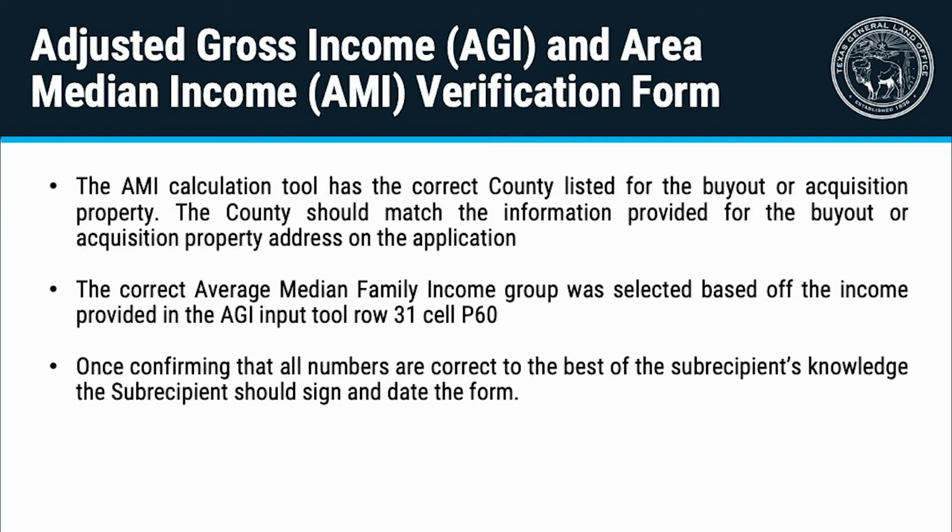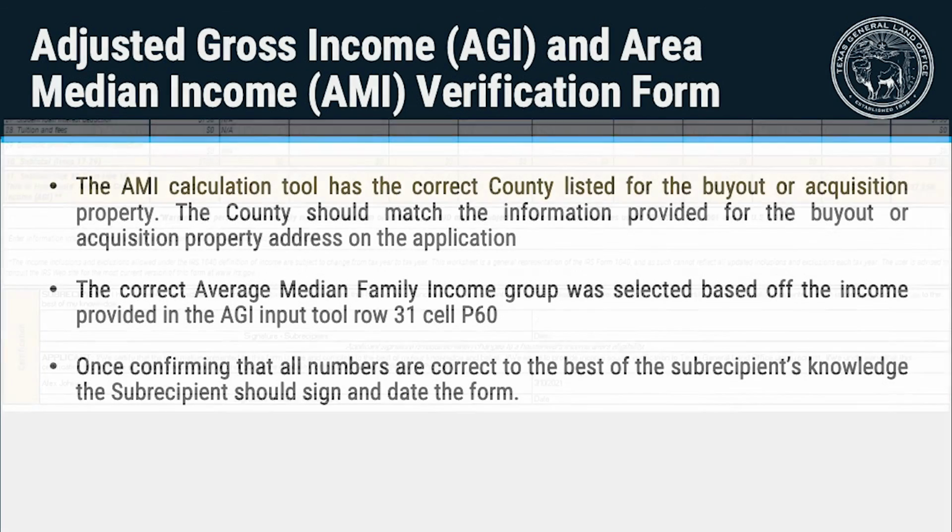Subrecipients should also ensure the AMI calculation tool has the correct county listed for the buyout or acquisition property. The county should match the information provided for the buyout or acquisition property address on the application, and that the correct average median family income group was selected based off the income provided in the AGI input tool, row 31, cell P60. Once confirming that all numbers are correct to the best of the subrecipient's knowledge, the subrecipient should sign and date the form.